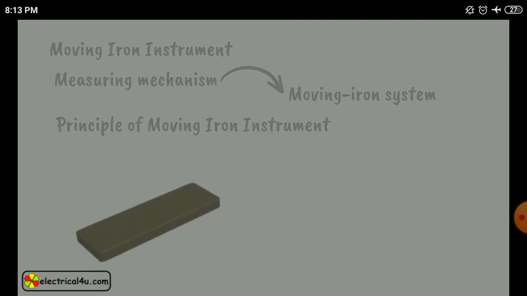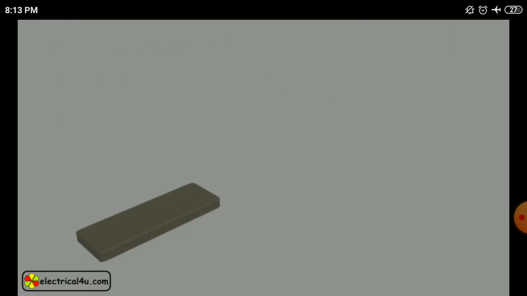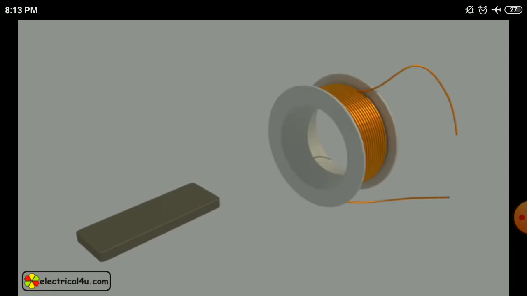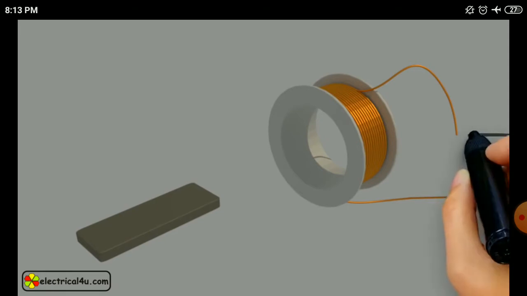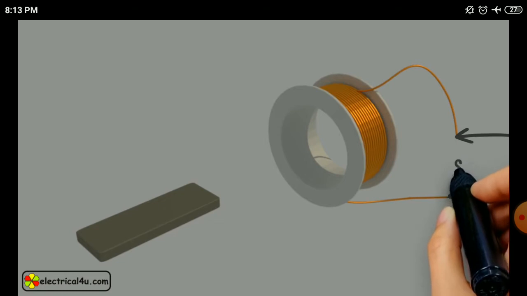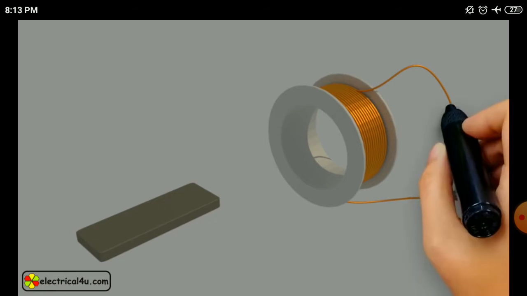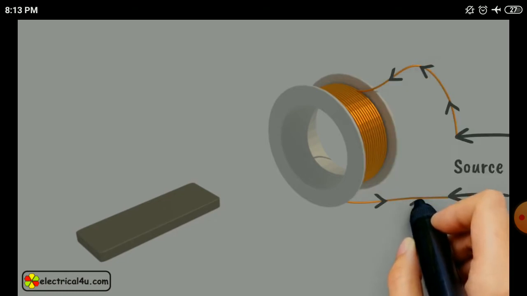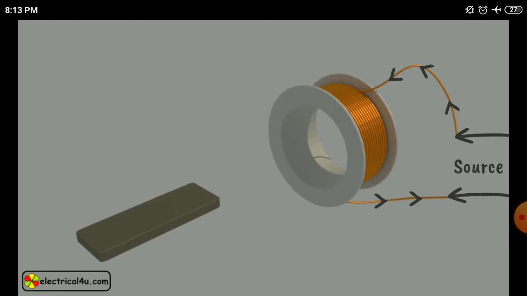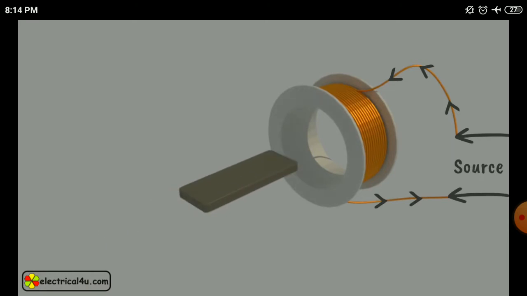Let us take a plate or vane of soft iron or of high permeability steel. Let us place this iron vane in a magnetic field produced by the stationary coil. Let us connect this source with this coil. When the current is flowing through the coil, it produces flux. Hence, this coil becomes an electromagnet. Naturally, the iron vane moves.